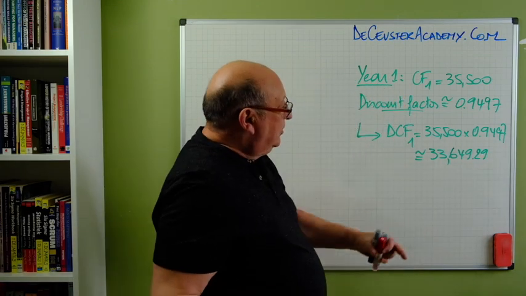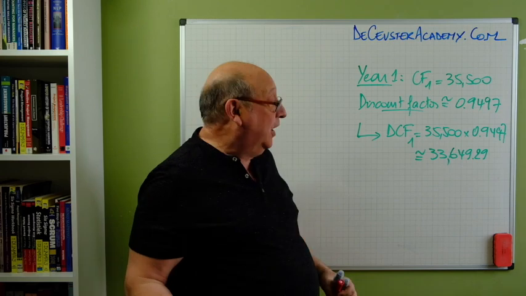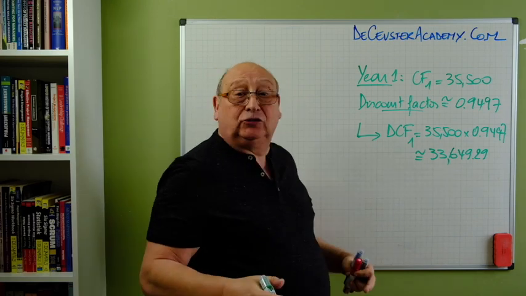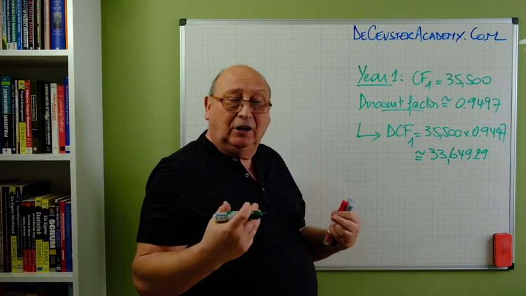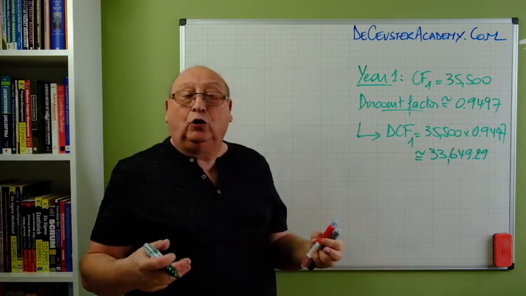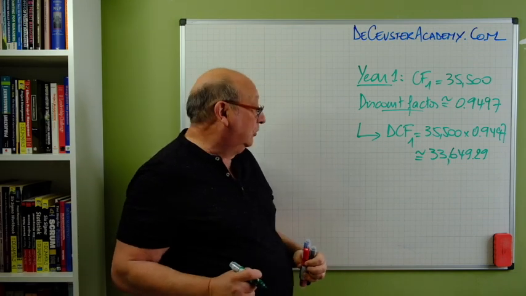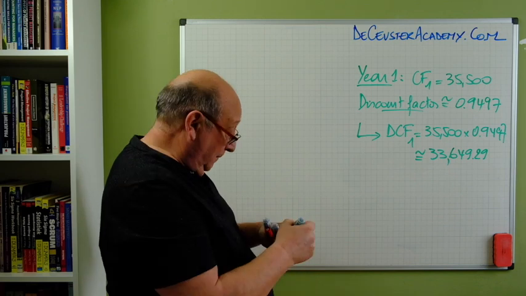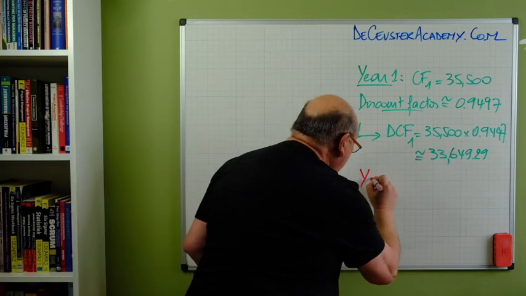We could say here easily 33,649 or 33,600. It doesn't really matter because we are looking at large numbers, and these last numbers don't always have a big effect on the final result. But we keep it like here. The second thing to do is for year 2.